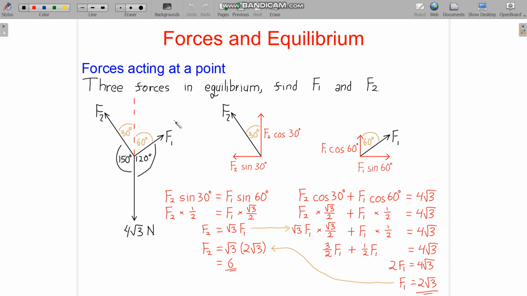And the total force upwards, which is this component of F2, F2 cos 30, and this component of F1, F1 cos 60, must be equal to the total force downwards, which is 4 root 3. So this is total force upwards, total force downwards, total force to the left, total force to the right. We have two equations in two variables. If there's a solution, we can find it by substitution or elimination. So here we substitute F2 with root 3 F1, and we simplify. Root 3 times root 3 over 2 is 3 over 2, plus 1 over 2, 4 over 2, which is 2. So we can find F1, plug it back in here, and we get F2. Alright, that's it. I'll see you again next time.